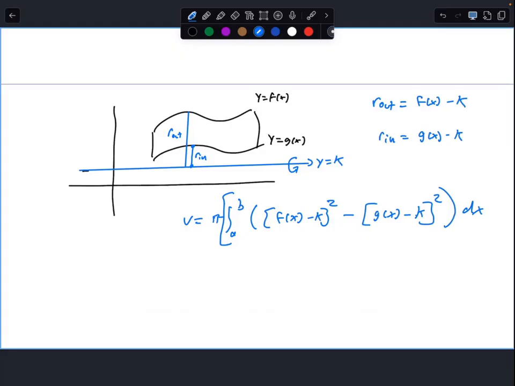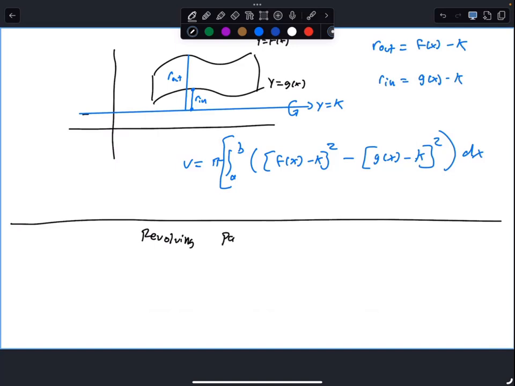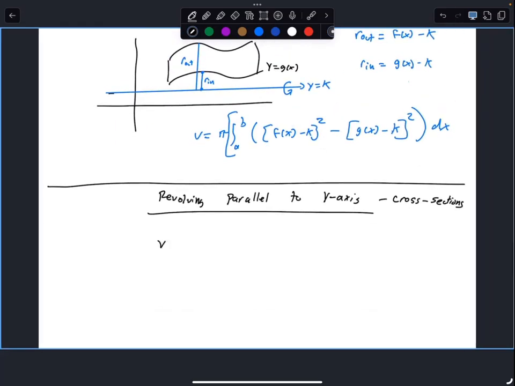Again, it just comes down to which one is going to be the top and which one's going to be the bottom. If I was revolving parallel to the y-axis, and once again I'm using cross sections, then my volume is going to equal the integral from c to d of pi times r outer squared minus r inner squared dy. So the r outer and the r inner still stay there in terms of your base formula, but now it's a dy problem if I'm revolving parallel to the y-axis.